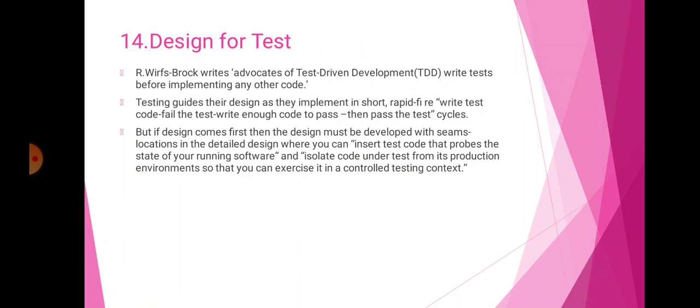This is the cycle. But if the design comes first, then the design, that means coding, must be developed with seams or locations in the detailed design, where you can insert test code that probes the state of your running software, and also isolate the code under test from the production environment so that you can exercise it in a controlled testing context. Then in short, you need to provide the appropriate test affordances, and you are factoring your design in a way that test code can integrate with and control the running system.